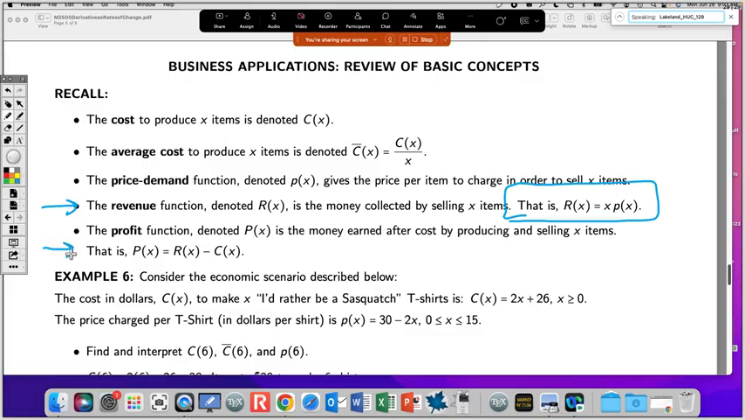And then the profit, that's your bottom line. Capital P of x denotes that. That's the money you're going to earn after you pay your costs. So that's your revenue minus your costs. Does that make sense or not? Have you seen these sorts of concepts before?